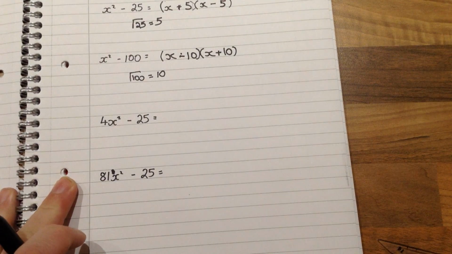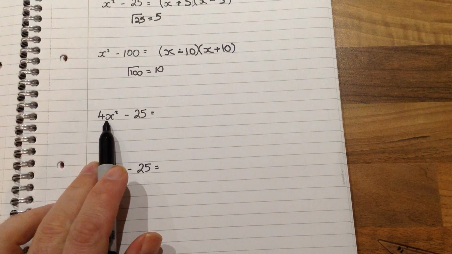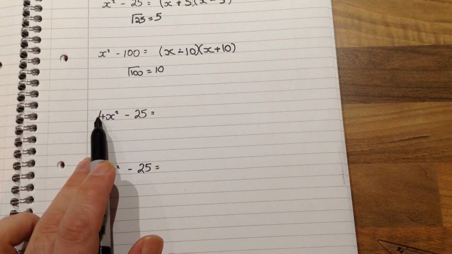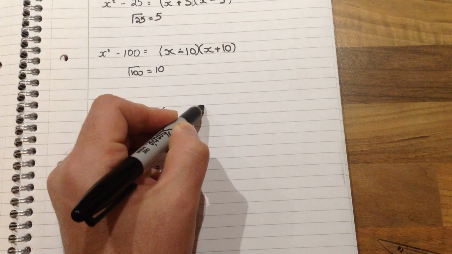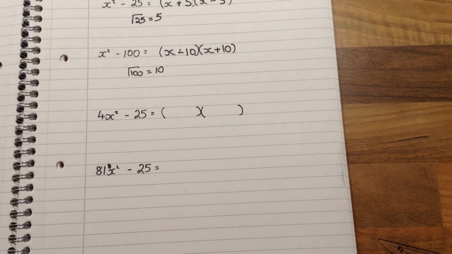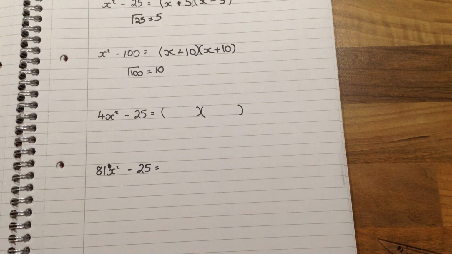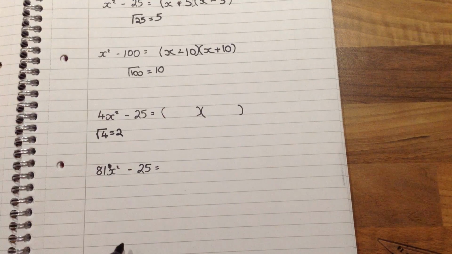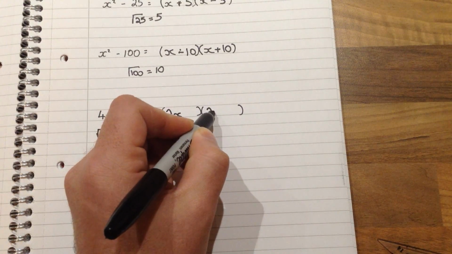For the more complex version of this question, we get something like this. If you notice, we've now got a number in front of the x squared. But again, that number there is a square number. So if we get our brackets drawn on the page, this time we do the square root of both of the numbers. So the square root of 4 is 2. Now because that's the bit in front of the x squared, that means I'm going to need 2x in both.